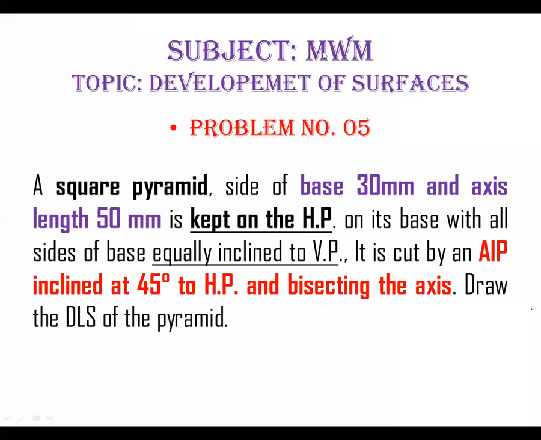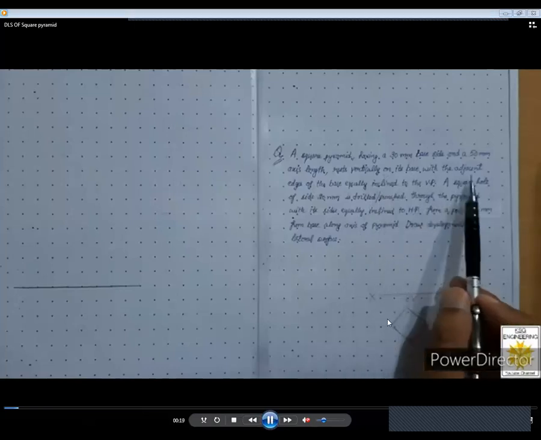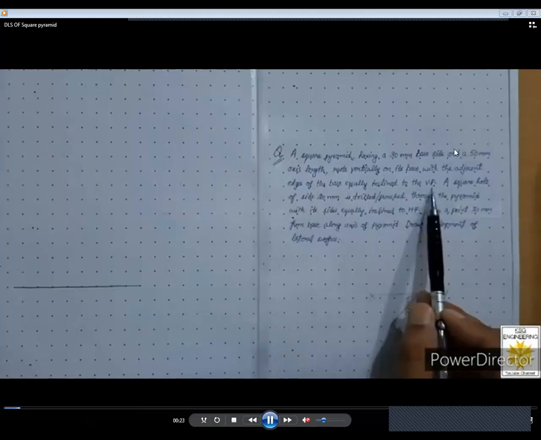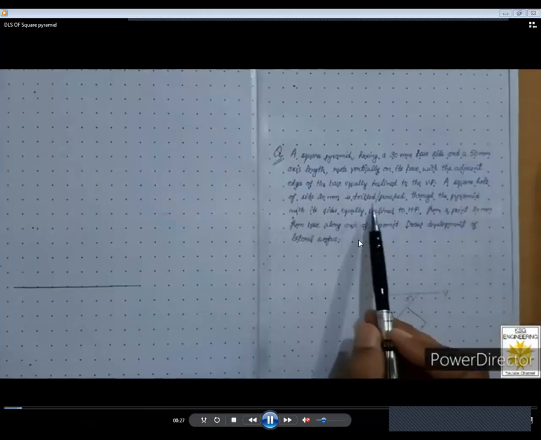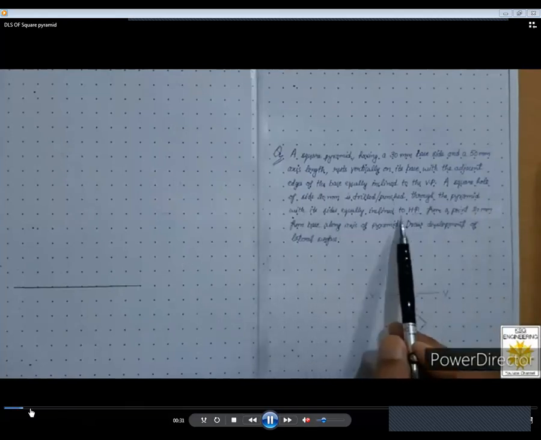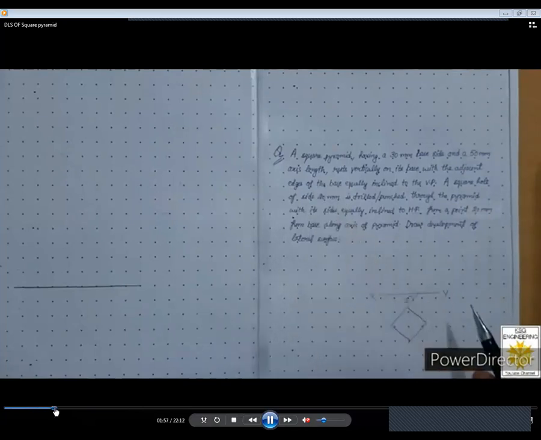Now I want to show you one video so that you will get exact idea about the development of pyramid. So we have just read the problem statement: a square pyramid having 30 mm base and 50 mm axis length. It is kept on HP. So how will the front view and top view of this pyramid look?